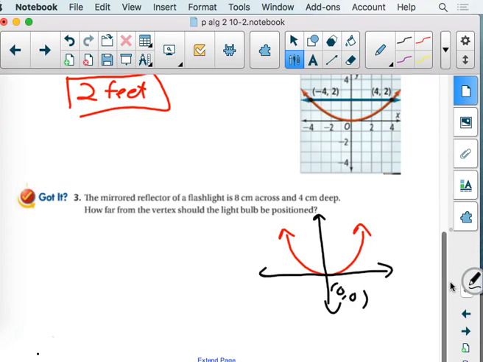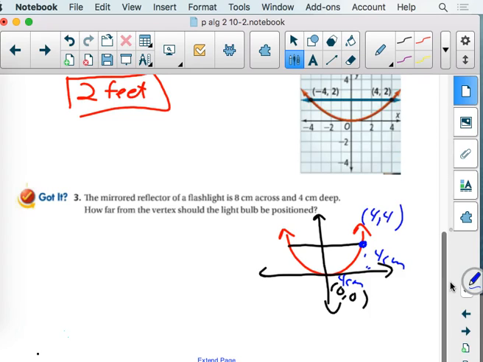8 centimeters across. So I should use a 4. 4 centimeters deep. What do I use that for? The y value. We got a lot of 4s going on here. So what ordered pair would represent that little blue point? 4 and 4.